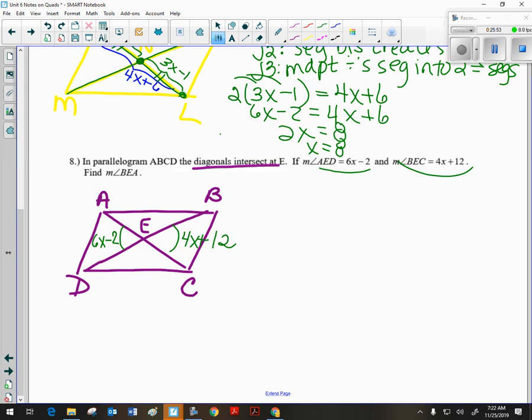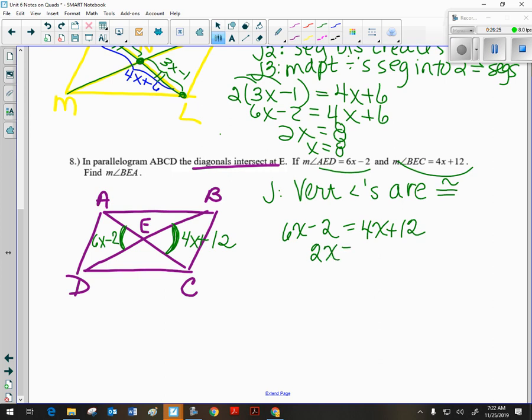In this particular case, there actually isn't a reason about a parallelogram that's going to tell us what to do with those two angles. Our justification here is that these two angles are vertical angles. So we're only using the reason that vertical angles are congruent here. Sometimes your shape might be a parallelogram, but there's other stuff going on and we're not actually using one of the properties. So the 6x minus 2 is equal to 4x plus 12. I get 2x is 14, and x is equal to 7.